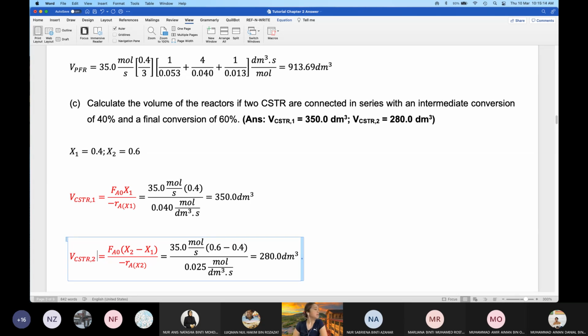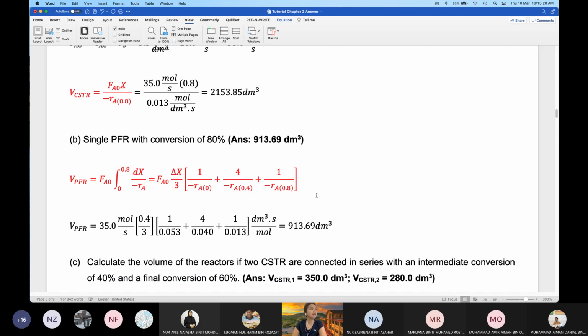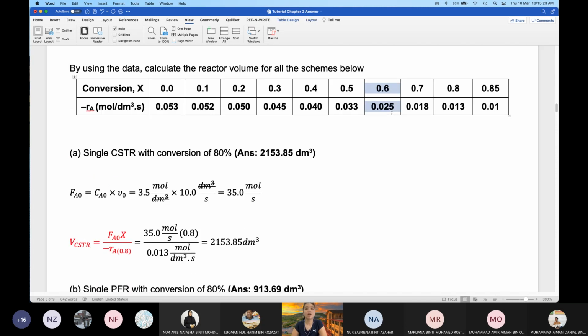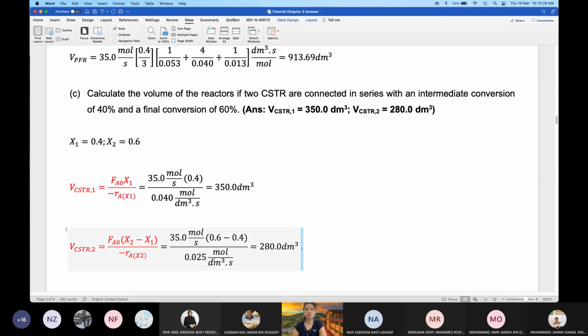So divide by minus RA when my X is 0.6, at my X2 0.6. So look at the table again. At 0.6, minus RA is 0.025. So you just replace minus RA with 0.025. You divide, you calculate, you will get the volume as 280 dm cubed. So this question is not difficult, but of course if you forget why the equation becomes X2 minus X1, you just put X2, which is what students normally do. Students will put FA0 X2. That is what students usually do, and that is what makes it wrong. For the second reactor it must be X2 minus X1.